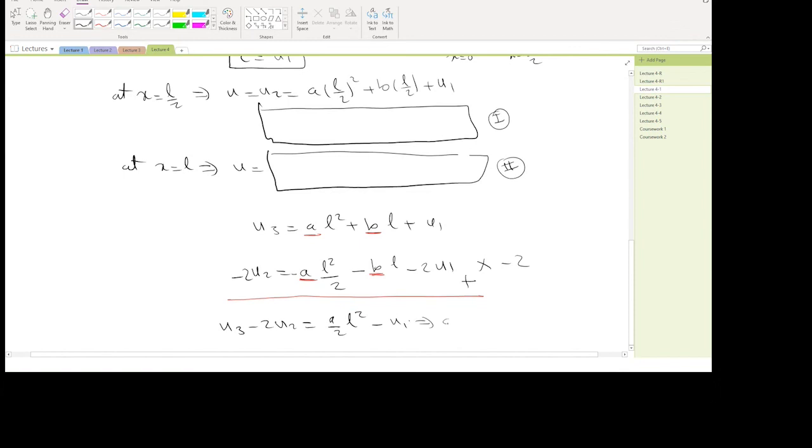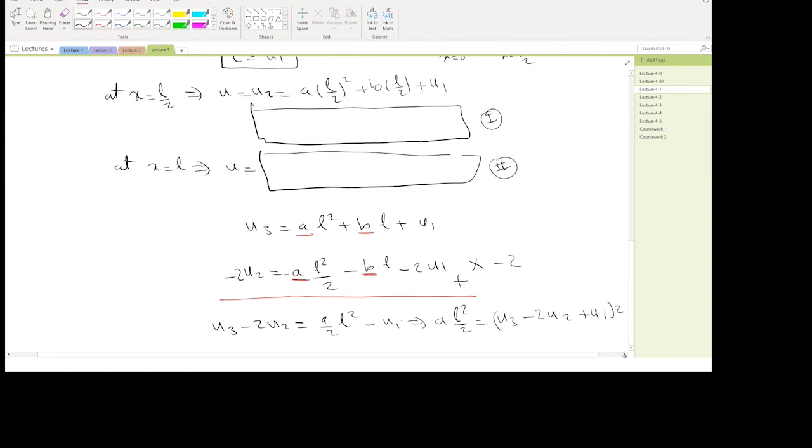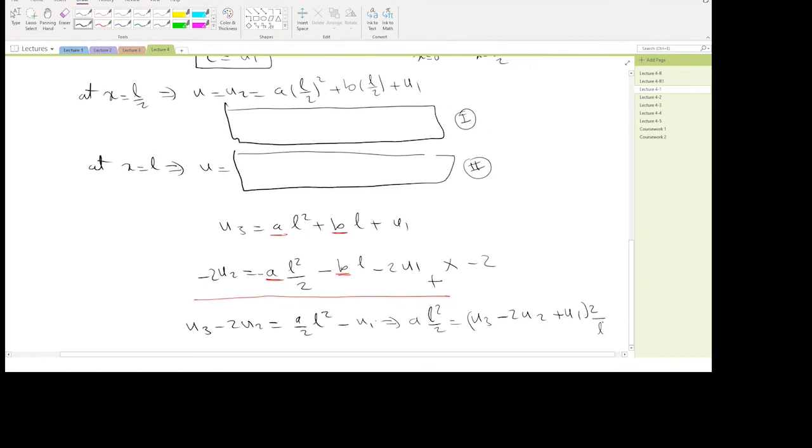Now to find the value of A, I'm just going to take this to the other end and multiply it by 2 and divide it by L squared. So this is going to be A L squared equal to U3 minus 2U2 plus U1, and then multiply the whole thing by 2 and divide the whole thing by L squared. And this is the expression I have for A.